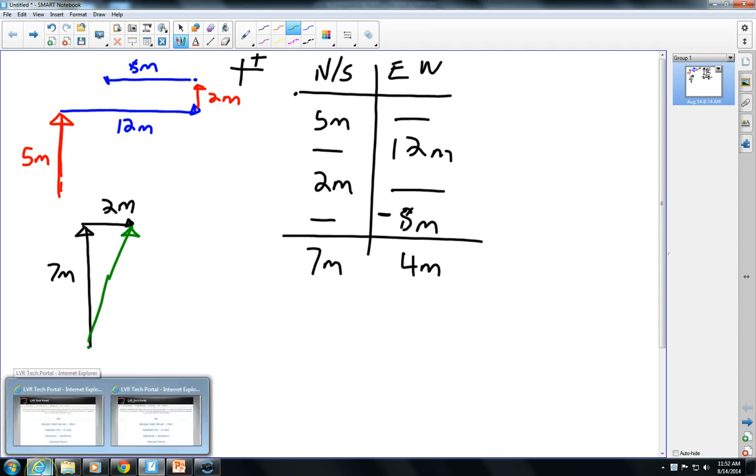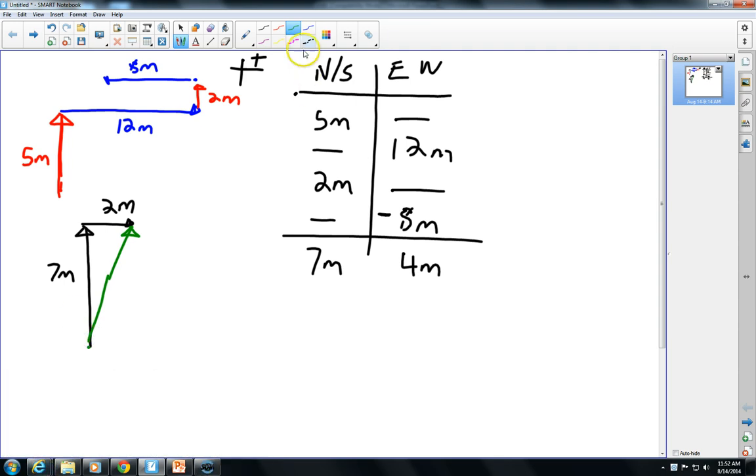All right. So to do that, we'd use the Pythagorean theorem. Well, let's use a different color.